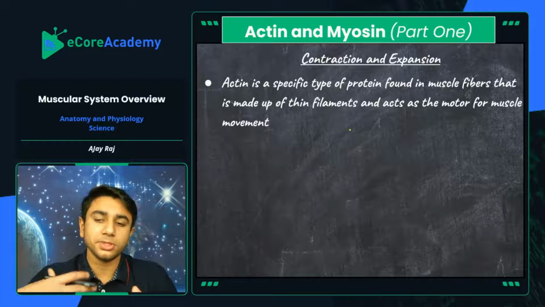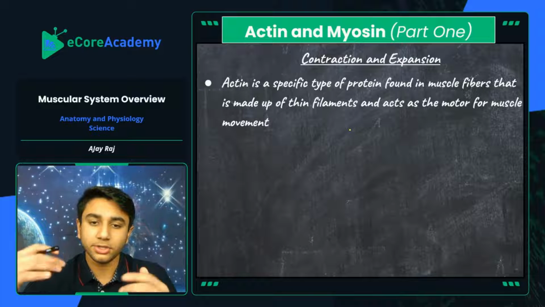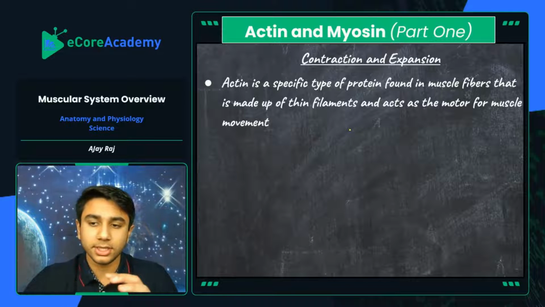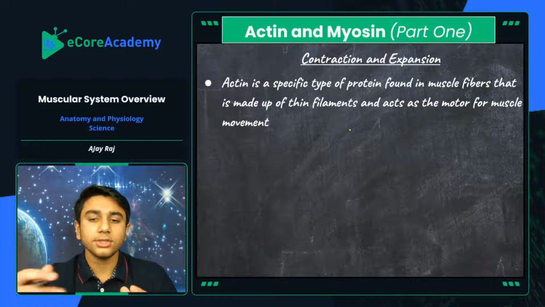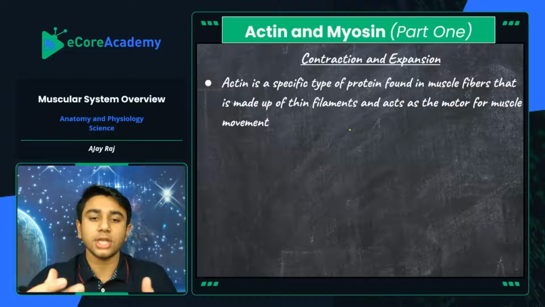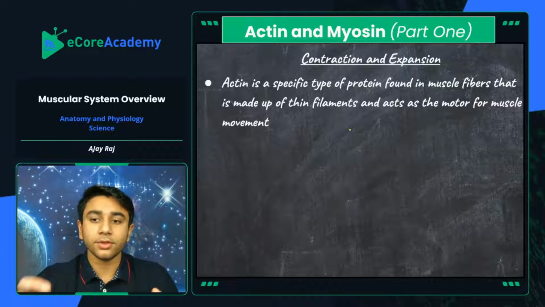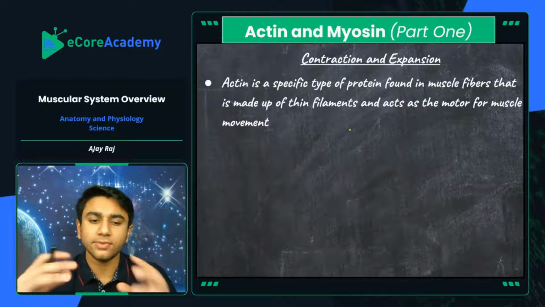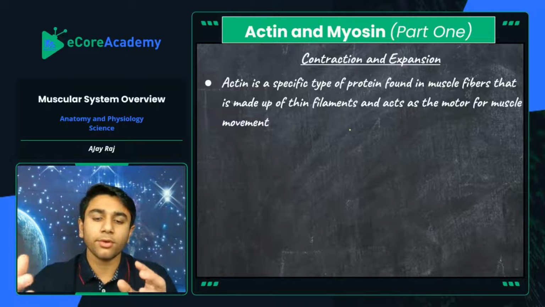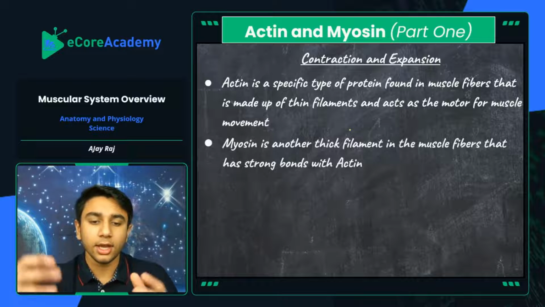So actin is a specific type of protein found in muscle fibers that is made up of thin filaments and acts as the motor for muscle movement. So the actin itself is that protein. It's kind of like your amino acids build up that protein, just as they would any protein, and it's a very thin filament. So that means lots of things can really pass through it, and it's very small itself, and it acts as the motor for the muscle movement, really providing that energy and ATP connecting you to it.